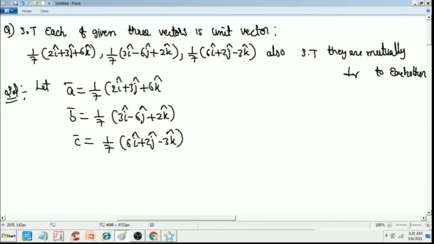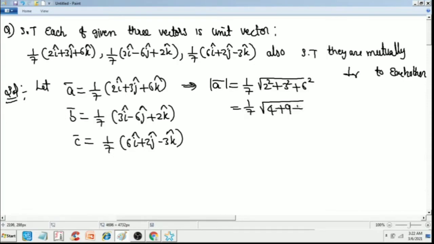Now we need to prove they are unit vectors. A unit vector means its magnitude is always equal to 1. So first find the A magnitude. A magnitude is equal to 1 by 7 root over i coefficient square plus j coefficient square plus k coefficient square. So 1 by 7 root over 2 2s are 4, 3 3s are 9, plus 6 6s are 36. It comes out to be root 49. Root 49 is 7, 7 by 7 is 1. So this A modulus, that means magnitude, is 1, hence this is a unit vector.